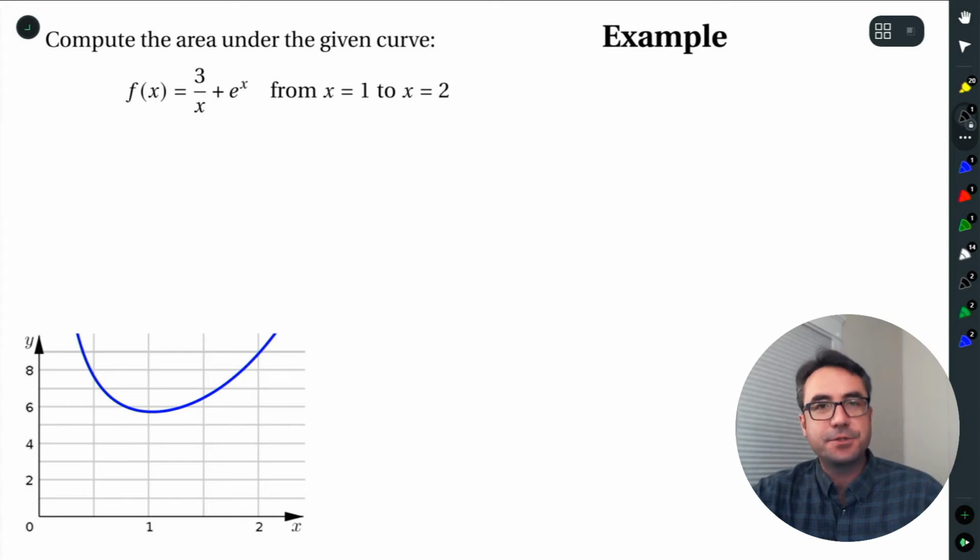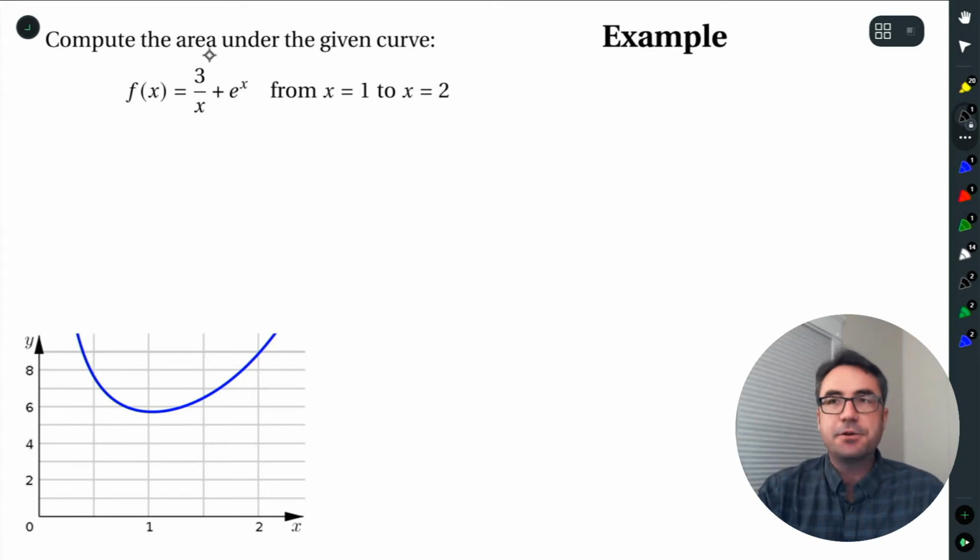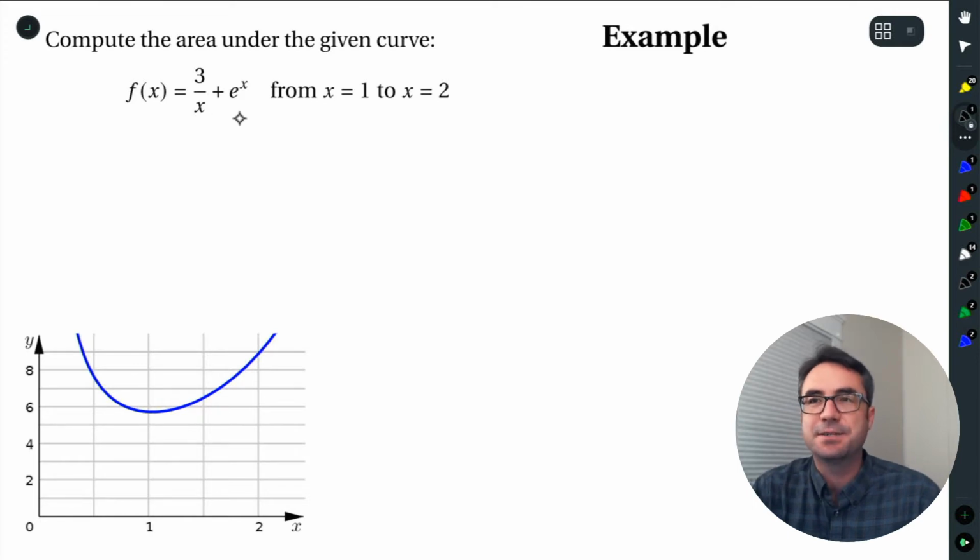All right, let's try the first example here. We're going to calculate the area for the region under the curve. And our curve here is given by the function f of x equals 3 over x plus e to the x. And we're looking from x equals 1 to x equals 2.